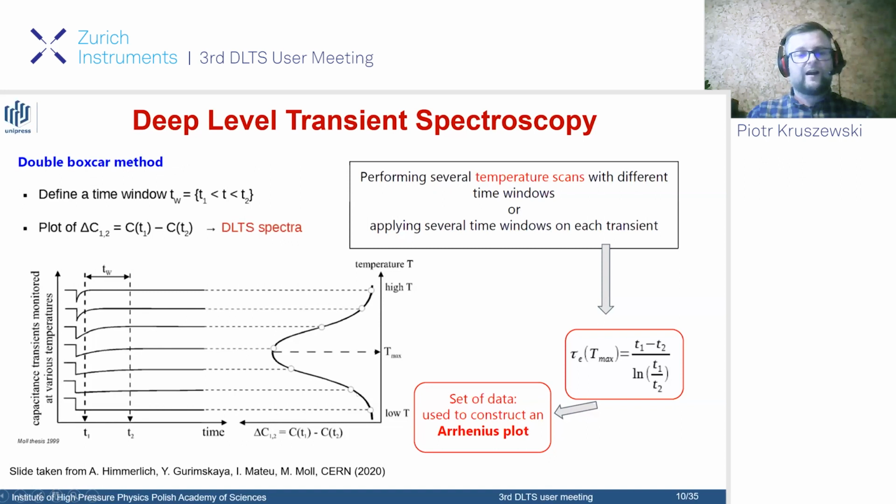Yes, and in this way we observe our traps and our signals. Each such peak appears at the temperature at which the emission rate is fixed by such a relation over here. So each peak on the spectrum is the indication that there is a defect level present in the band.